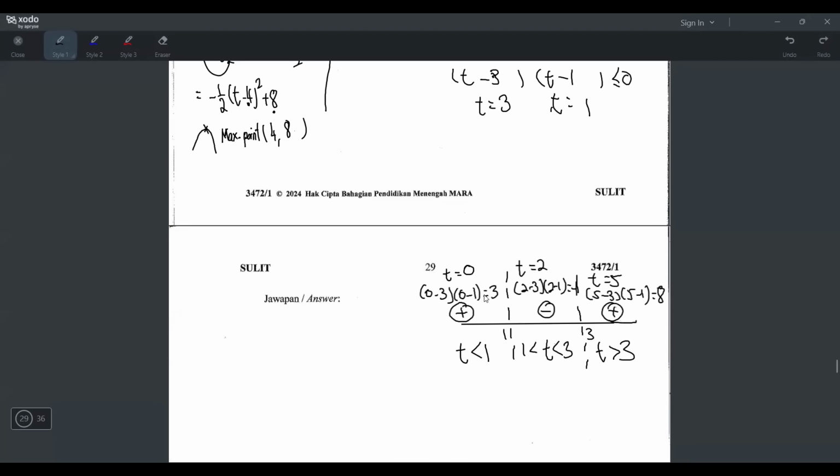So what we want to know is actually the sign, whether it's positive or negative, right? So after we did all this, now we can look at this bracket here. You check whether they want bracket bigger than 0 or bracket smaller than 0. If they want bracket bigger than 0, it means they want the positive region. But if they want bracket smaller than 0, you take the negative.